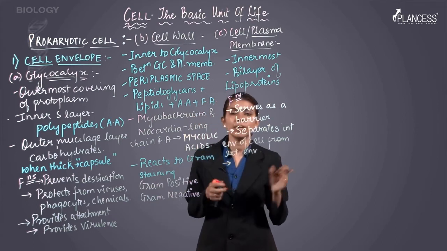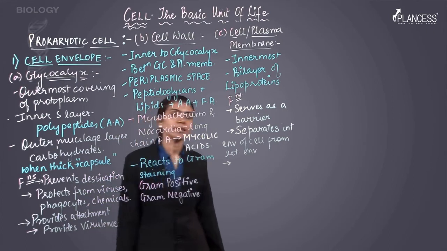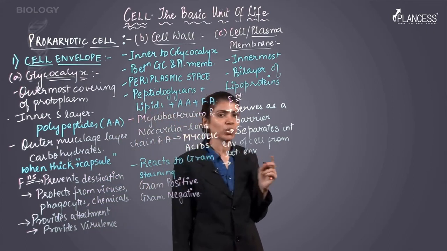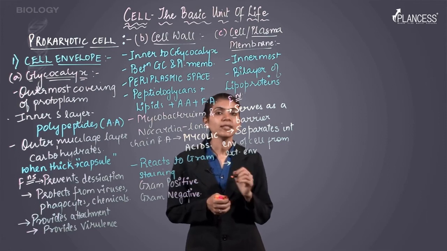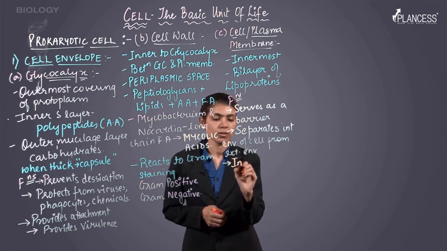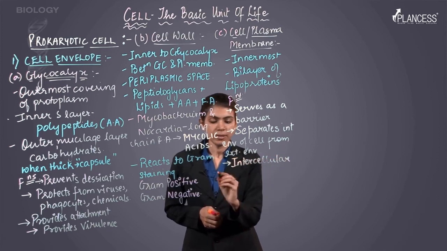Now, it is the plasma membrane through which two cells communicate with each other. So I can say that it is responsible for communication between two cells. When the communication is occurring between two cells, it is called as intercellular communication. So it is responsible for intercellular communication.